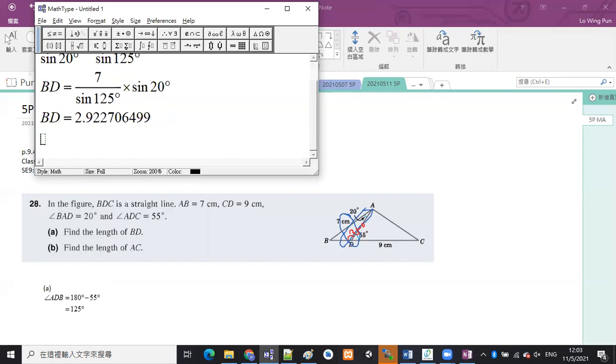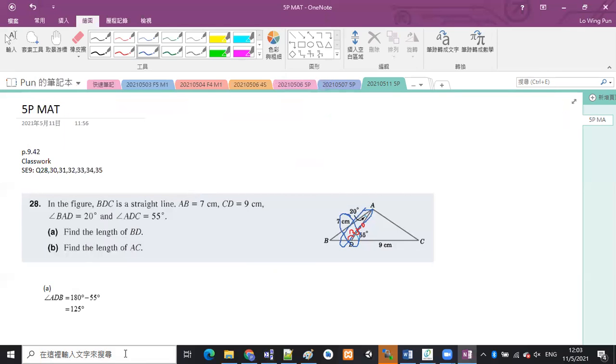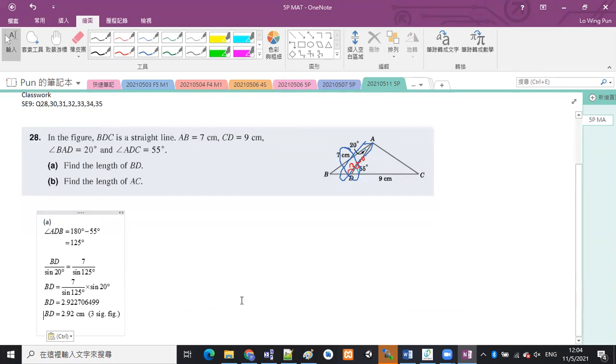And this is not the last part, so I need to save this number to memory A. Remember to save this to memory A, and then, but this is the answer for part A. So we need to correct to 3SF. So it is 2.92 with the unit cm. This is 3 significant figures. Okay, so this is the answer of part A. This one is memory A.